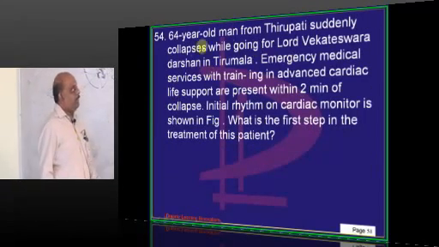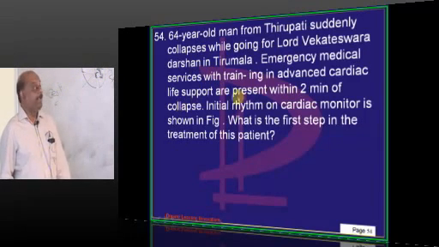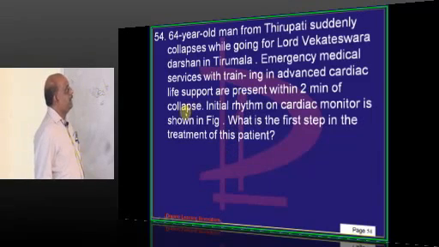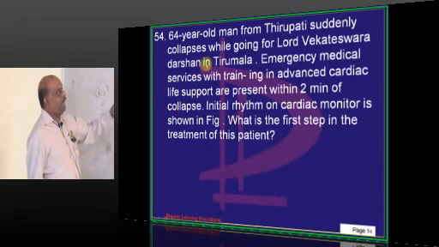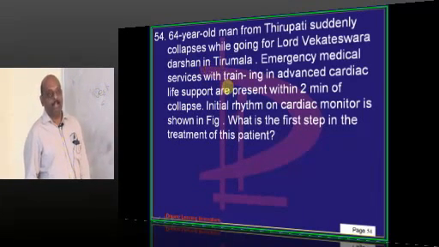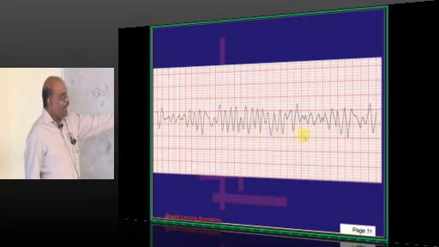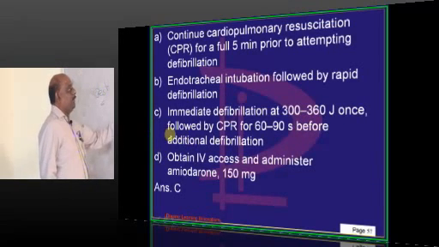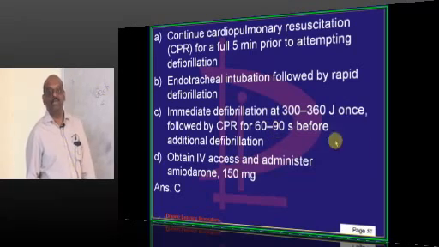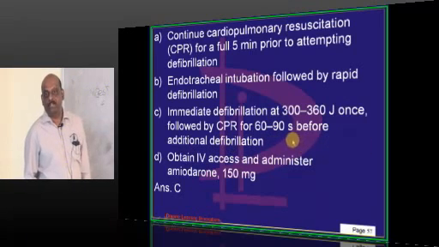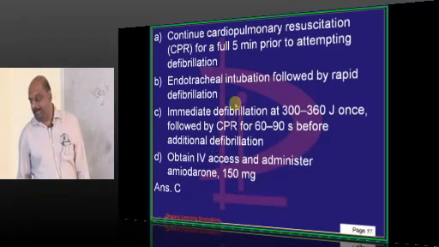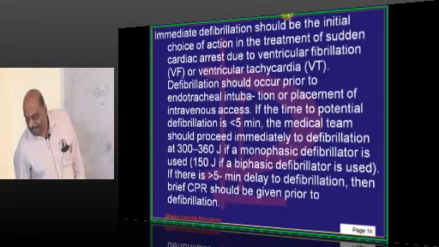Now a 64-year-old from Tirupati, advanced cardiac life support, people have arrived. Within 2 minutes of collapse, he was going to Lord Venkateshwara for a darshan, and on the monitor you found, what did you find? You found ventricular fibrillation. So what do you want to do? Immediate defibrillation, 300 to 360 joules, followed by CPR for 60 to 90 seconds before additional defibrillation is considered, is the clinical management you need to understand.